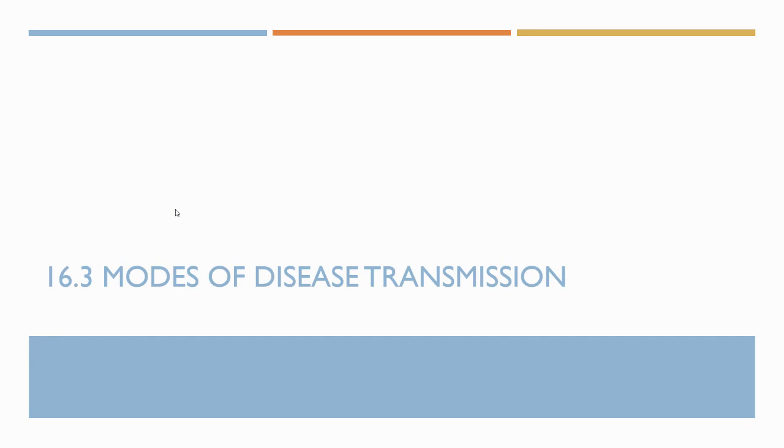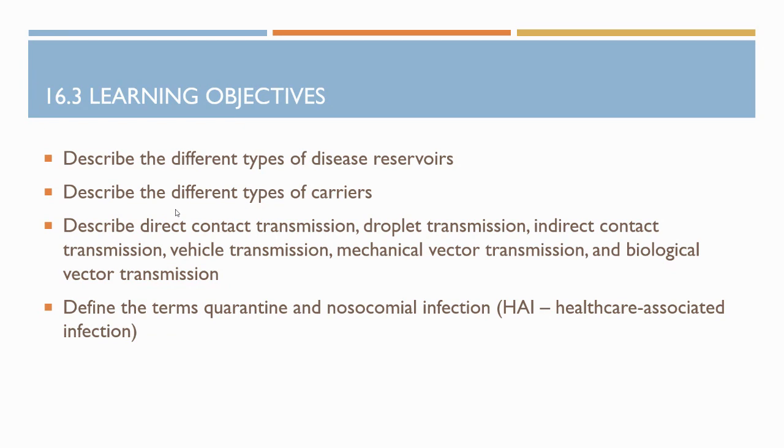All right, our next section, 16.3, the modes of disease transmission. Here we look at a lot of familiar vocabulary, but with specific meanings that, when we use these words colloquially, just in casual conversation, might not reflect the accurate definition. So pay attention to these. We're going to describe the different types of disease reservoirs, different types of carriers, different modes of transmission, and then look at the terms quarantine and nosocomial infections or healthcare-associated infections.